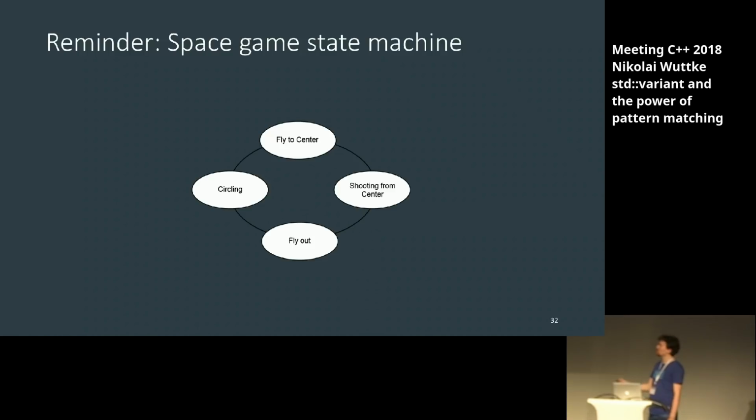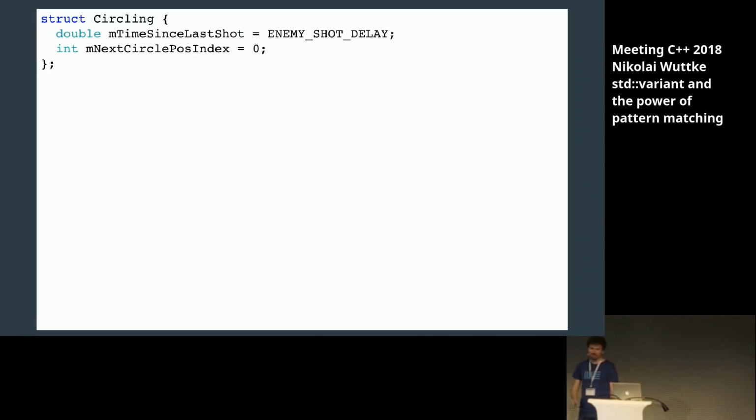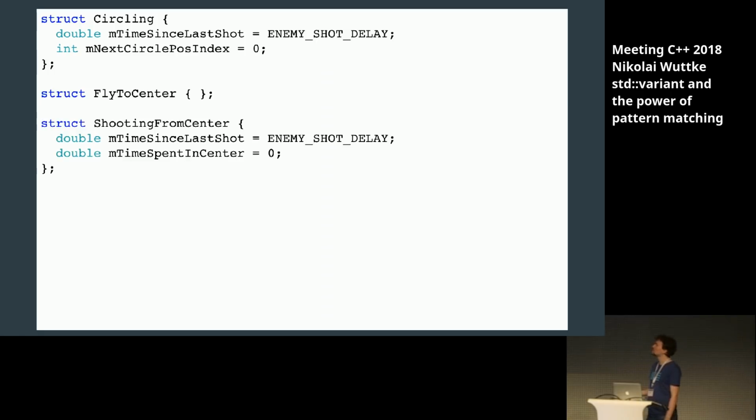And let's recall this was our state machine with these 4 states. We can be circling around, being in the center, and then can fly from the outside to the inside and from the inside back out. And if we want to use this pattern, we would represent all of these states as structs. So we'd have one for the circling state, and it has just the variables that are relevant for this state. Then we have this fly to center type, which is an empty type. It's just to indicate the state.